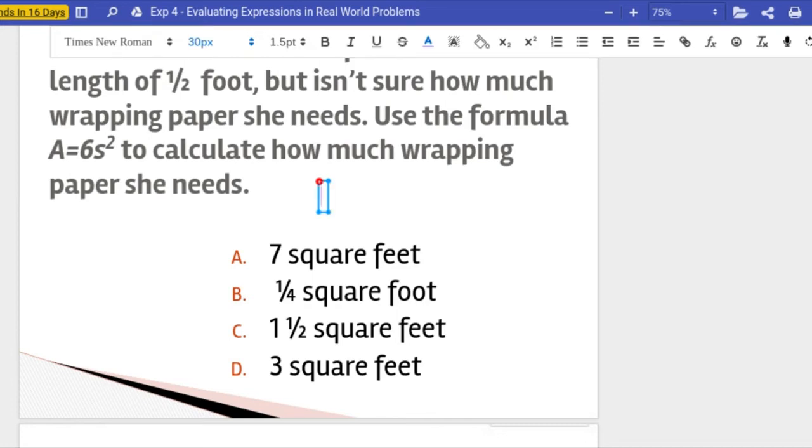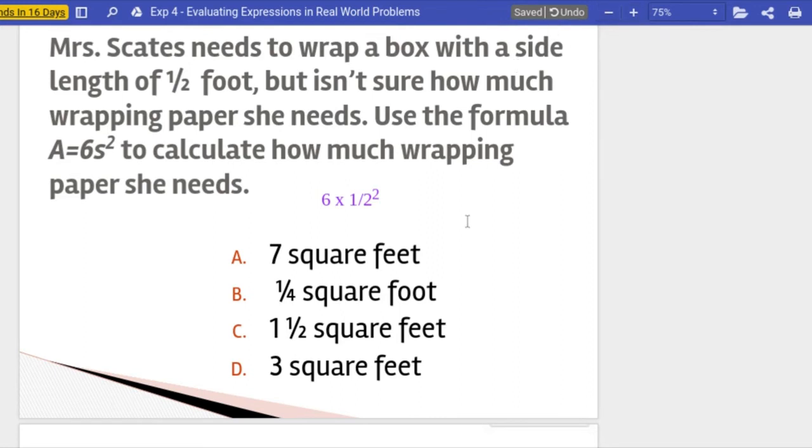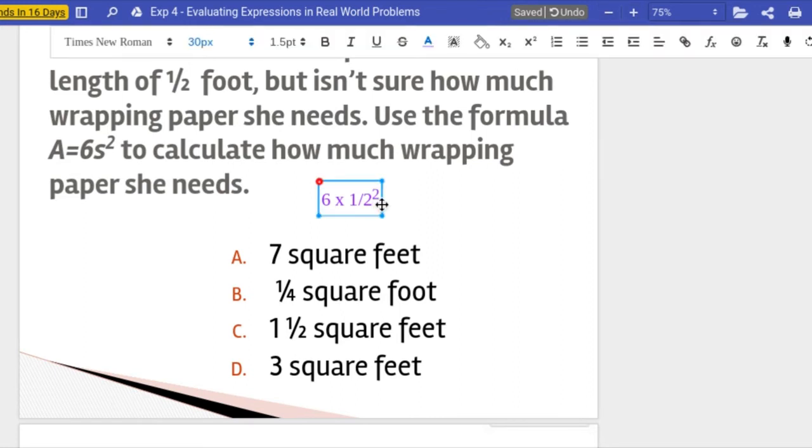So I'm going to replace s with 1/2. So I have 6 times 1/2 squared, and I'm going to see what I can do with that. I need to do 1/2 squared first. So that's 1/2 times 1/2, which is 1/4. So I would have 6 times 1/4.